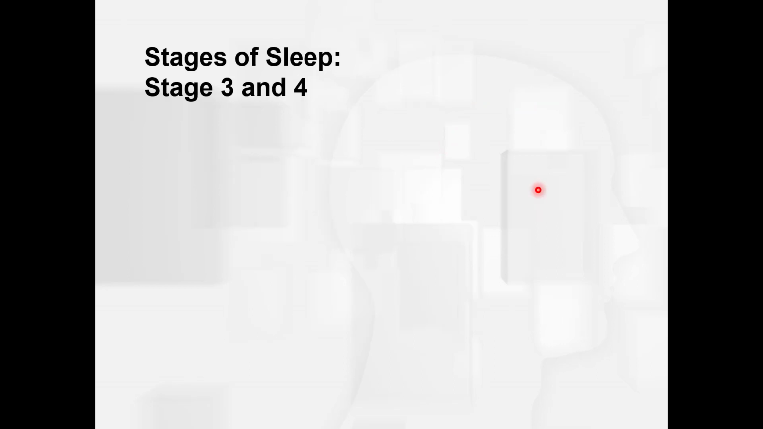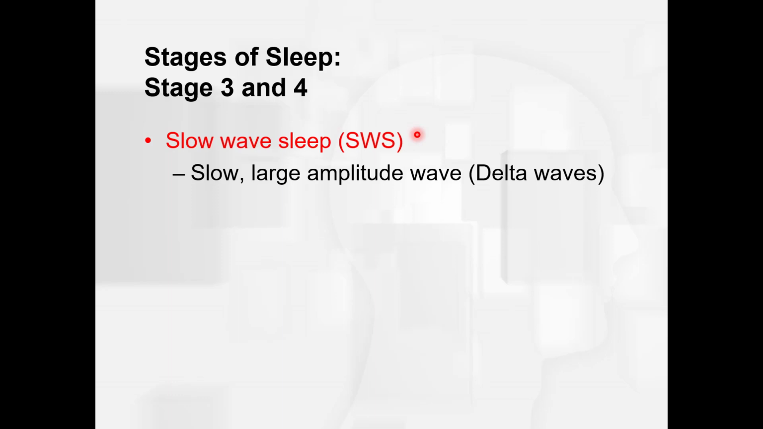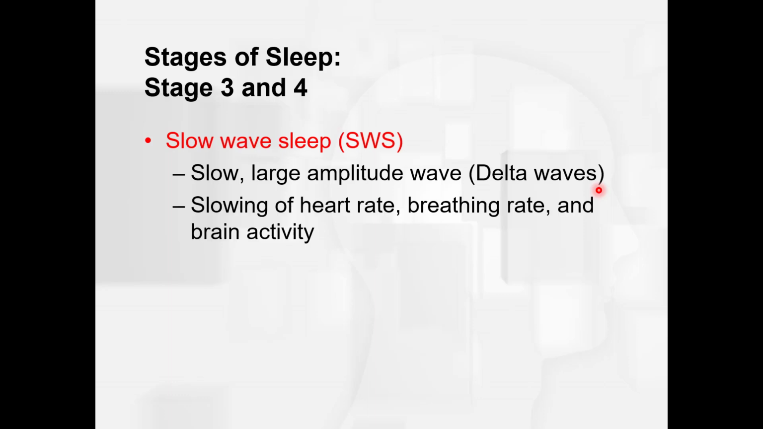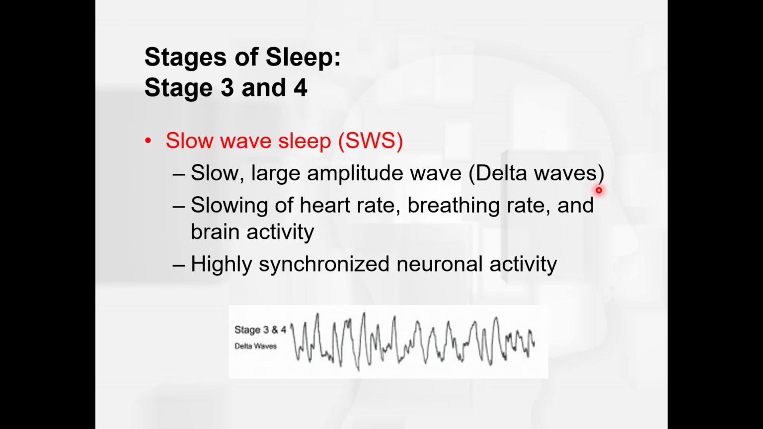The next stages are stage 3 and stage 4, and we lump those together even though they are distinct stages because they are both characterized by what's known as slow wave sleep. Slow wave sleep means that the waves are slow and have large amplitude. They're also known as delta waves. So while we had theta waves in stage 1, we now have delta waves in stages 3 and 4. Everything continues to slow down. Your heart rate slows down, your breathing rate slows down, your brain activity slows down, and as a result, our neuronal activity becomes highly synchronized.